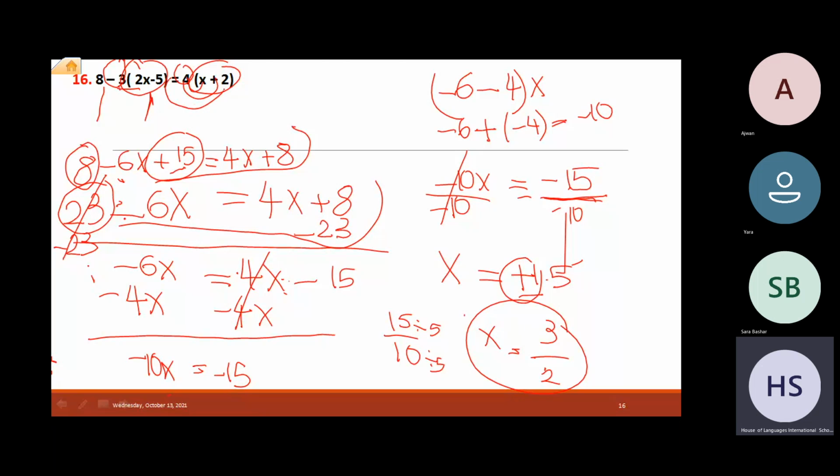Then we put the 8. Then what did you make here? Combine 8 plus 15, 23. Okay, then I want to move 23 to this side. Here keep them the same. Then move 23 to this other side. Then you have negative 6x and this. Take 4x here. Yeah, that's it.